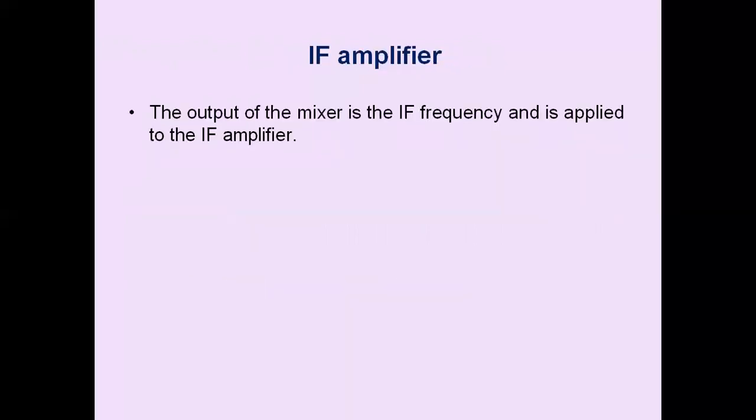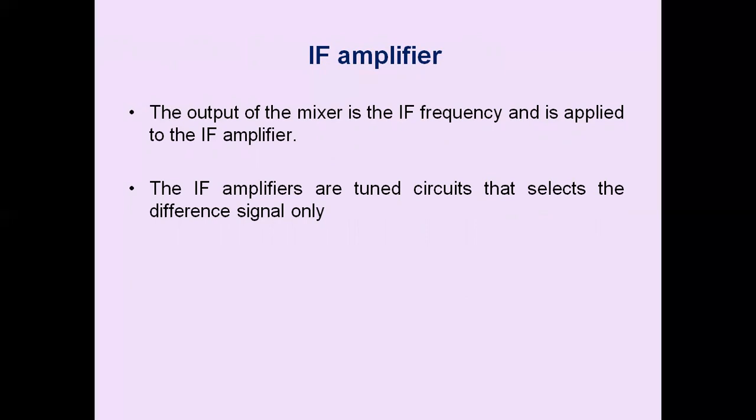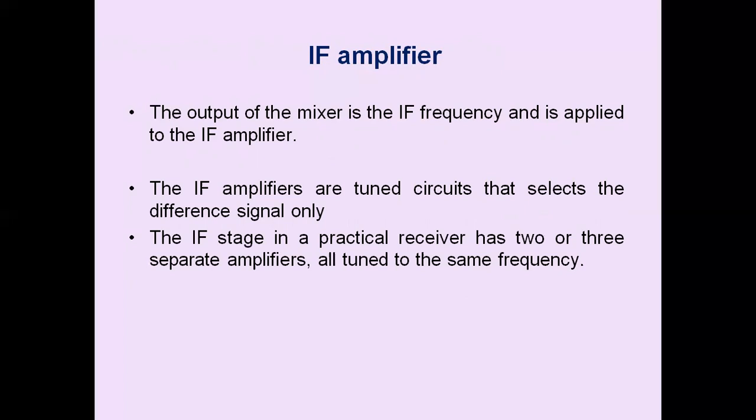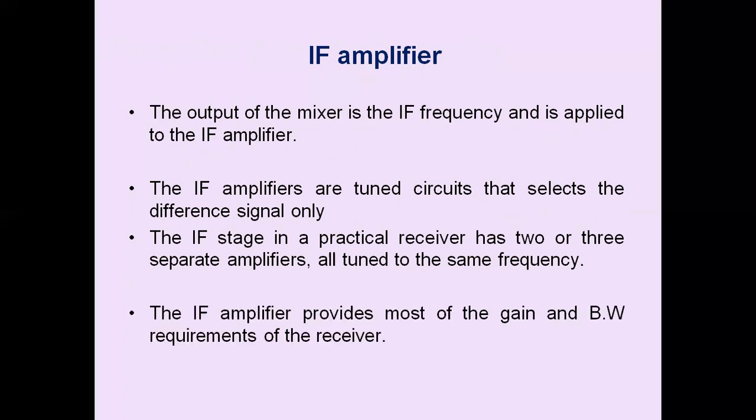Now the function of the IF amplifier. The output of the mixer is the IF frequency, and it is applied to the IF amplifier. The IF amplifiers are tuned circuits that select the difference signal only. In a practical receiver, the IF stage has 2 or 3 separate amplifiers, all tuned to the same IF value. The IF amplifier provides most of the gain and bandwidth requirements of the receiver.